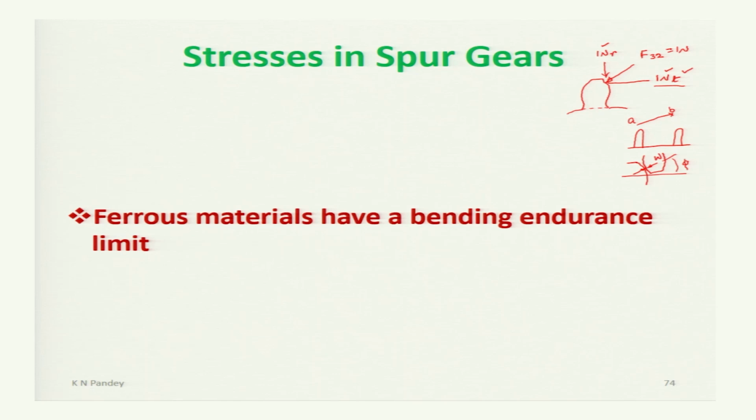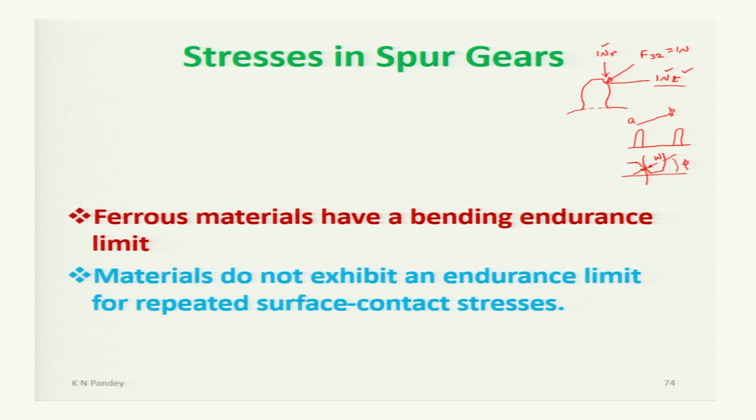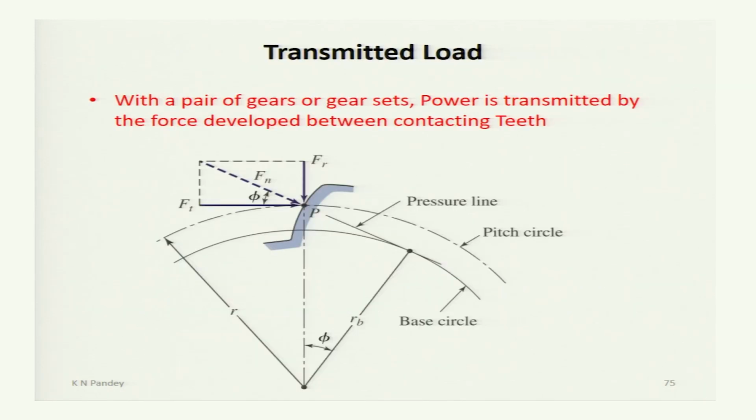Now ferrous materials have a bending endurance limit, but some materials do not exhibit an endurance limit for repeated surface contact stresses. With a pair of gears or gear sets, power is transmitted by the force developed between contacting teeth. So this is the point of contact, and the normal force which acts at the point of contact is given by this Fn. It has a tangential component Ft and a radial component Fr, as we studied.